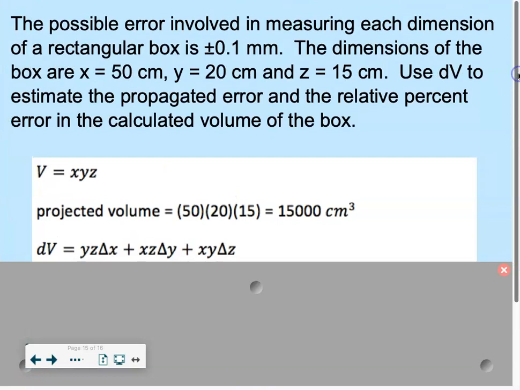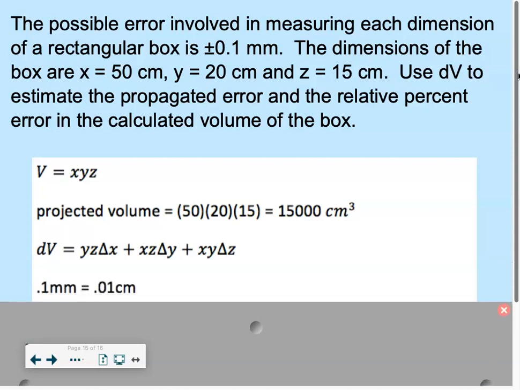So your change in X, your change in Y, and your change in Z are all what? 0.1. So I see some 0.01s. Be careful with that. Oh, did I convert this? Oh, that's so evil. Oh, I wonder if I got it right in here. Oh, I did. Yay. Okay, well, I pay attention to units. All right. So 0.1 millimeters is 0.01 centimeters. And they're all the same errors.